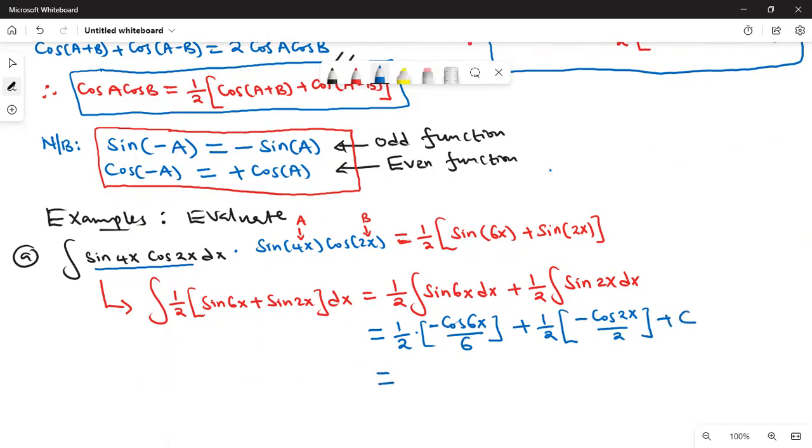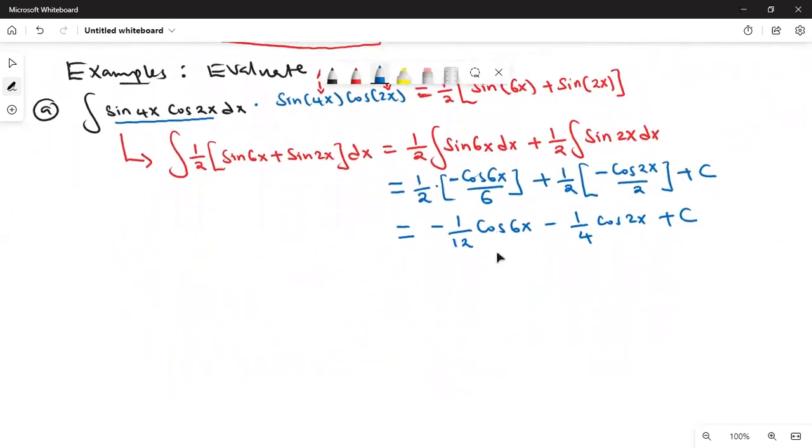This could be written as negative 1 over 12 cos 6x minus 1 over 4 cos 2x plus a constant c. So C there is a constant of integration. It is an arbitrary constant. And so this is our result of that integral. Another good example, let me call it part B.